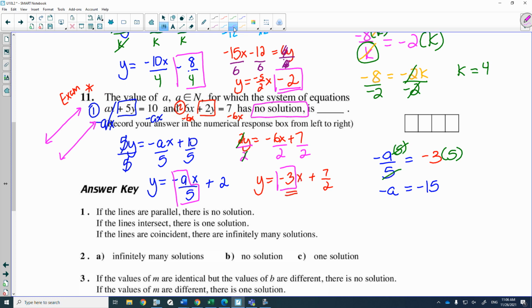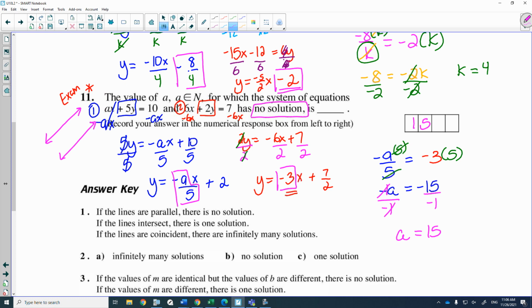What is that negative, really? That is a negative 1. It's negative 1 times a. So if you have a negative a, you divide both sides by negative 1 to get rid of that negative. Now your a is positive, and it is equal to 15.